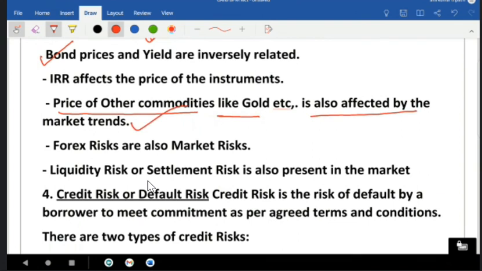Forex risk is also called market risk. Forex market is also part of the market. We say market, so it's called the market price. So liquidity risk and settlement risk are also present in the market. That we have done. Next comes what is credit or default risk.